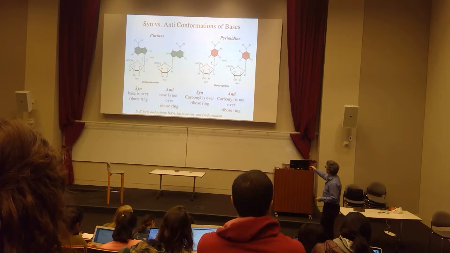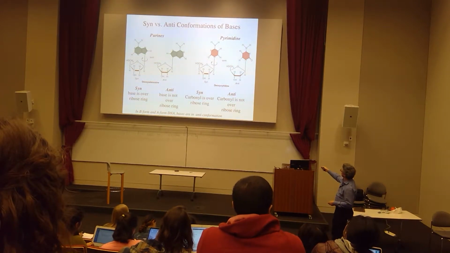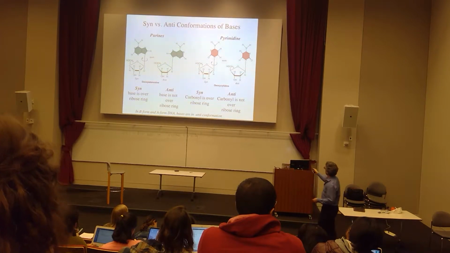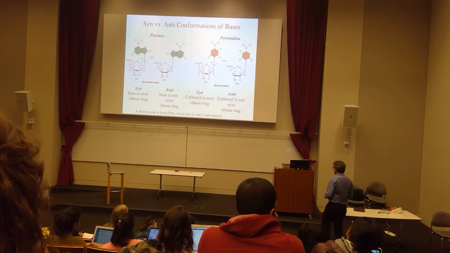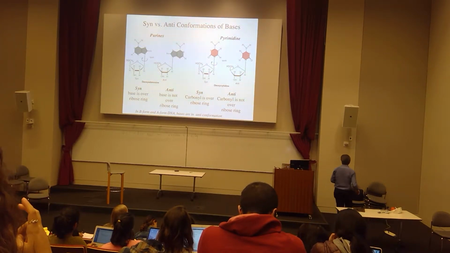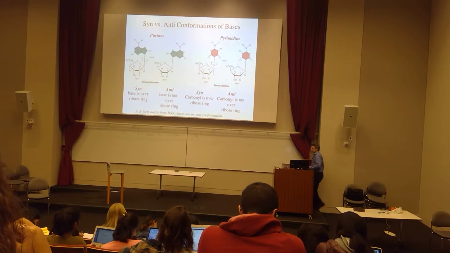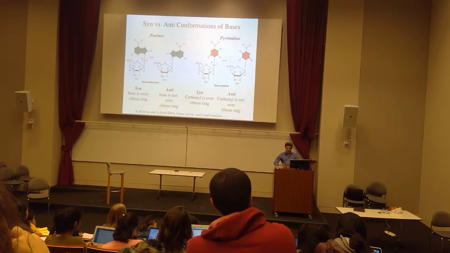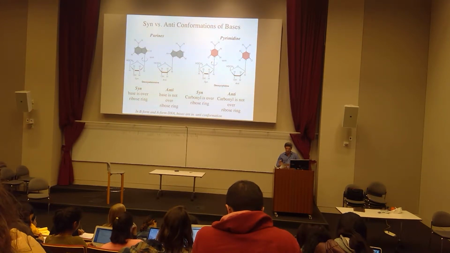And with regard to the pyrimidines, we're looking at that carbonyl oxygen, whether or not it's over the ribose ring in the syn conformation or swung out in the anti conformation. So those are the sorts of motions that nucleic acids can exhibit. Okay, so we've got A form, B form DNA.